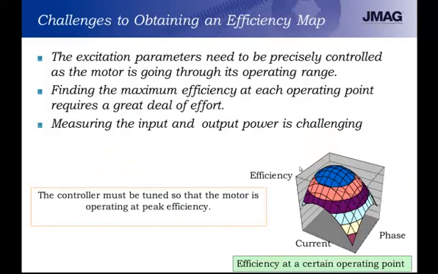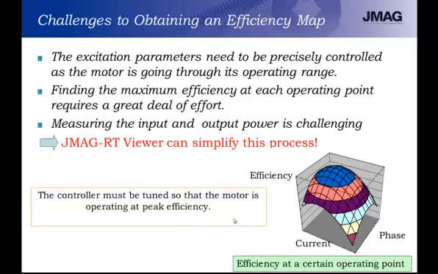The challenges to obtaining an efficiency map are that the excitation parameters need to be precisely controlled as the motor is going through its operating range. Thus, we need to control the current amplitude and phase to maximize the efficiency across the entire operating range. Finding the maximum efficiency at each operating point requires a great deal of effort, as well as measuring the input and output power accurately. JMAG-RT Viewer can simplify this process.